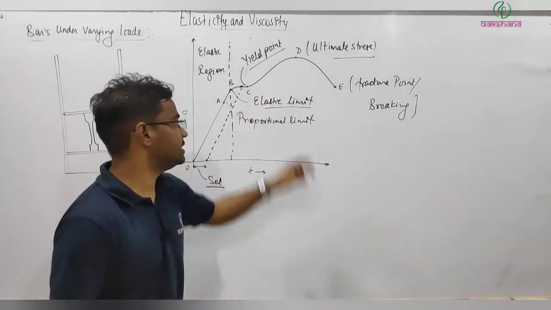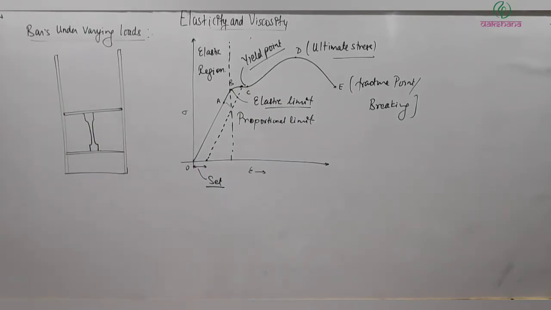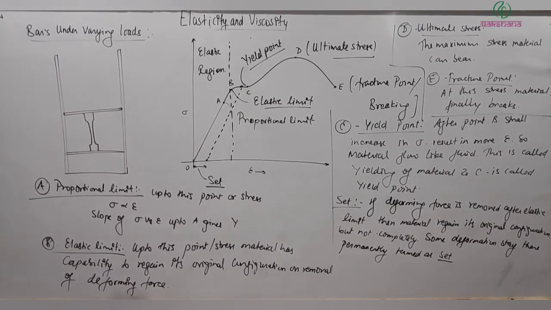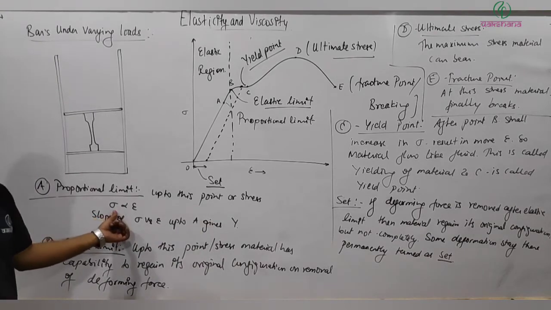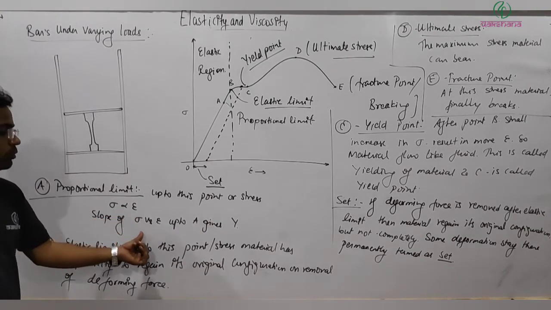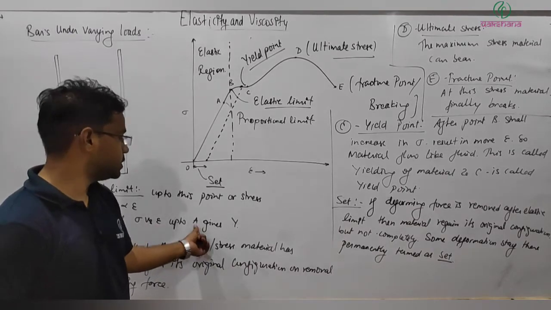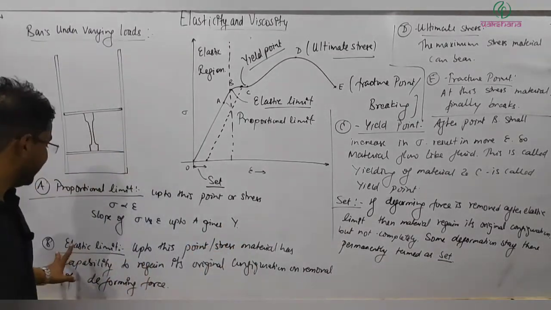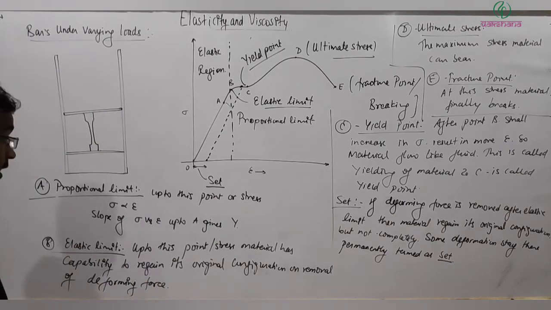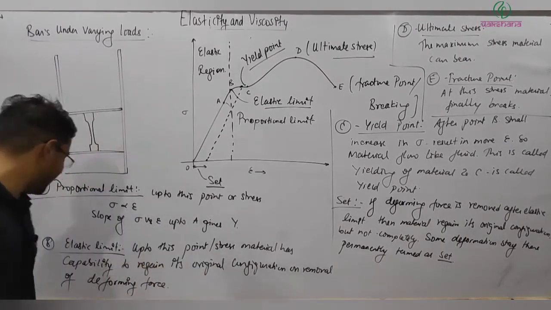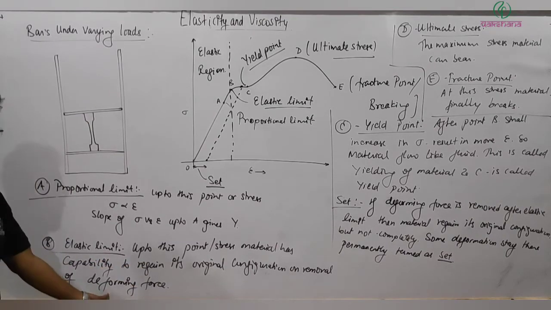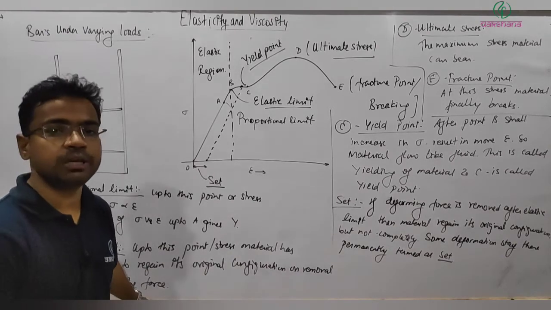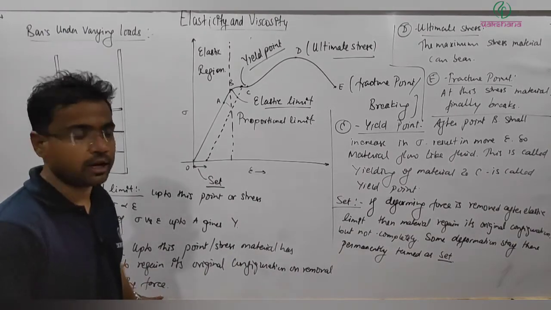Let me write these points down a little bit. Okay, so just a little description about the different points. A, I already explained: proportional limit. Up to this point, stress is directly proportional to strain. The slope of the sigma versus epsilon graph up to this point gives you Young's modulus. Elastic limit: up to this point, the material has the tendency or capability to regain its original configuration on removal of the deforming force. So you can say the elastic behavior of the material is still sustained up to this point.